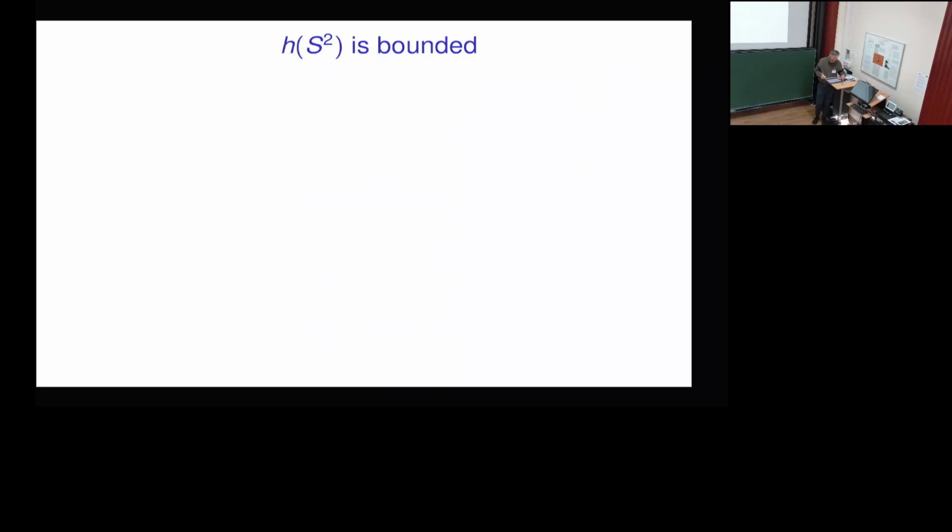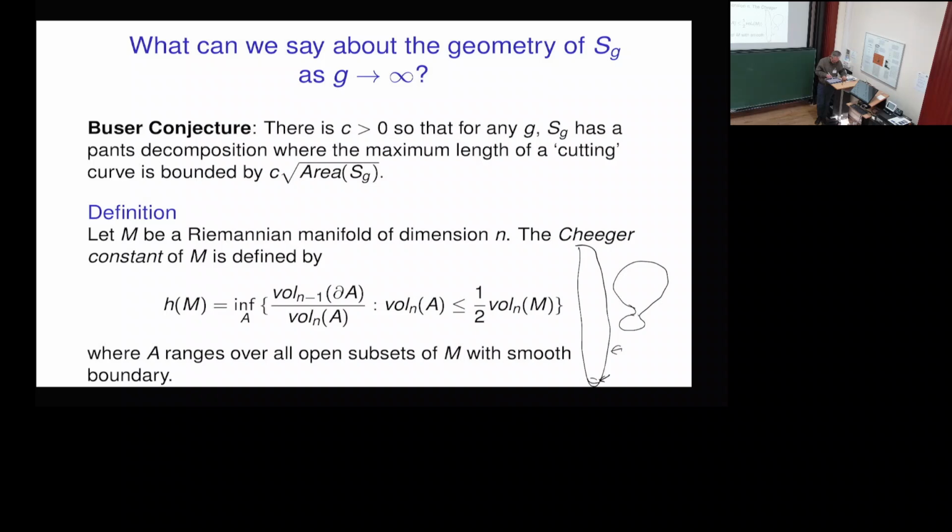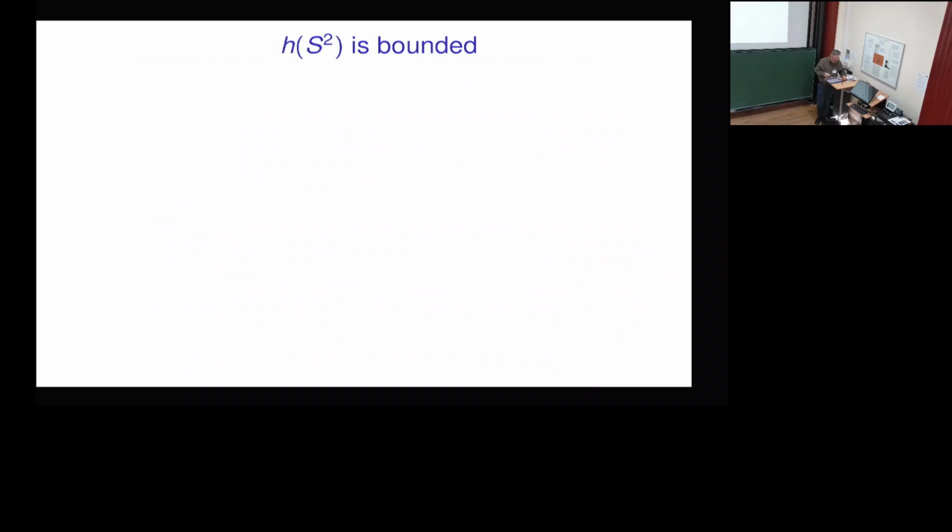Okay, so for example, some positive results: the Ziegler constant of the sphere. If I take any Riemannian metric on the sphere, the Ziegler constant is bounded. And now again, we have to normalize, because in this quotient there is no square root or anything, so let's normalize. When I say it is bounded, I mean normalize, take area. So I have any Riemannian metric.